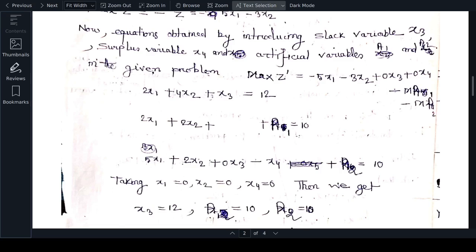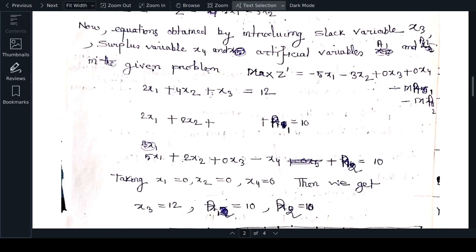getting the identity matrix, because in the third equation we cannot get the identity matrix. Is this clear? Yes, sir. Clear? Yes, sir.